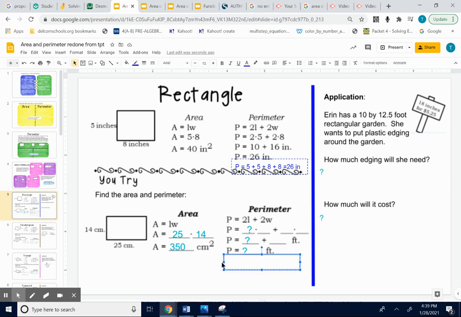Okay, the perimeter. I'm going to add a 25 and a 25. I better not put spaces because I may run out of room. A 25 and a 25 and a 14 and a 14. I'm just going to add up the sides. I know 25 and 25 make up 50. I know 14 and 14 make up 28. So if I add 50 to 28, I get 78 centimeters. So 78 centimeters along the outside of that rectangle and 350 square centimeters inside of it. Okay, correct any mistakes you made if you did make any mistakes.